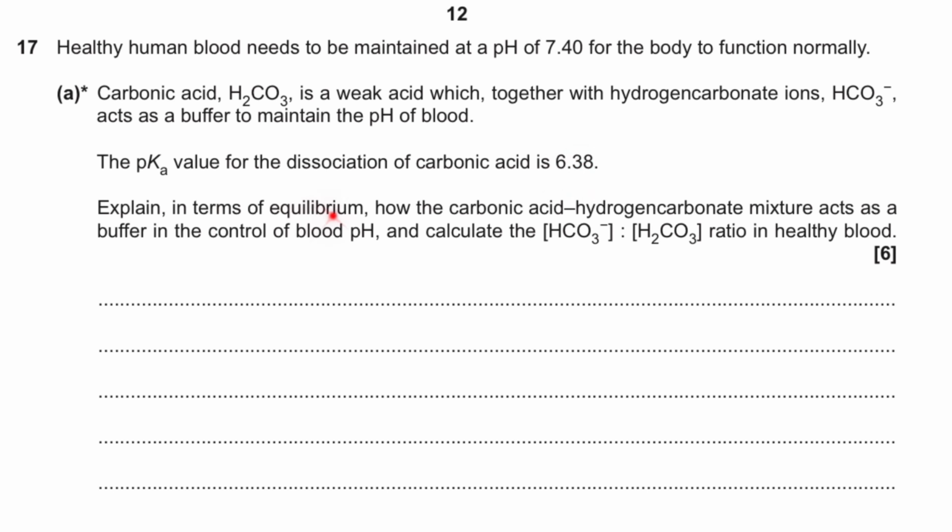Explain in terms of equilibrium how the carbonic acid hydrogen carbonate mixture acts as a buffer in the control of blood pH, and calculate the ratio of the concentration of hydrogen carbonate ion to the concentration of carbonic acid in healthy blood.